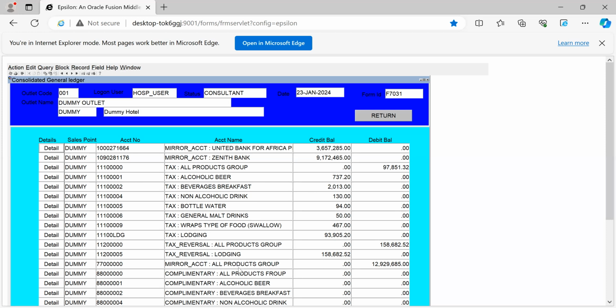Now, if you look at this mirror account, all product groups, that is to say, all the banks that you have been paying into in your hotel, the sum of amount you have in it is what you are saying here, 12.929 million, which is addition of this United Bank of Africa mirror account, this Zenith Bank mirror account. As I post all the transaction, this is information your manager, and the CEO and the chairman needs to see at fingertip.